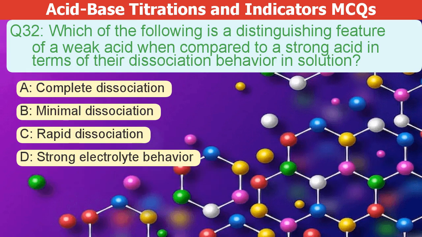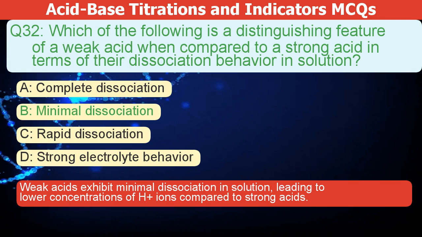Which of the following is a distinguishing feature of a weak acid when compared to a strong acid in terms of their dissociation behavior in solution? A. Complete dissociation. B. Minimal dissociation. C. Rapid dissociation. D. Strong electrolyte behavior. The correct answer is B. Weak acids exhibit minimal dissociation in solution, leading to lower concentrations of H+ ions compared to strong acids.